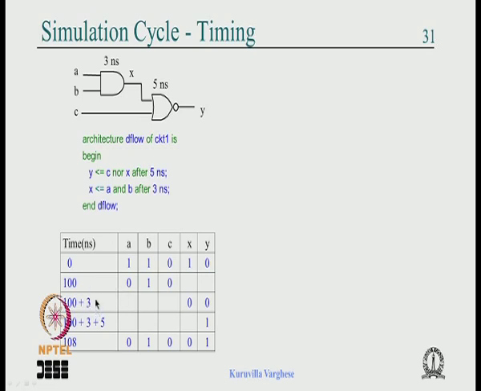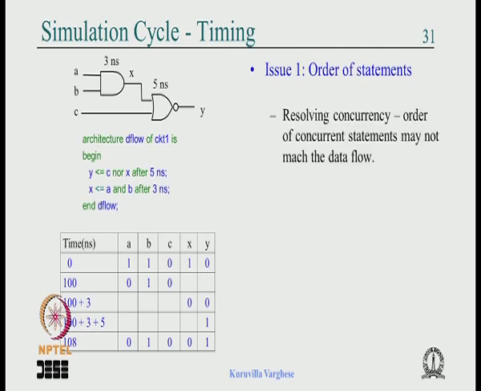to 103, and there is an event now on X that, you look at the right hand side, that will trigger a computation for Y, and that is basically 0 nor 0, which is nothing but 1. So Y will change from 0 to 1, which is assigned at 103 plus 5 nanosecond, 108 nanosecond. Since there is nothing remaining to be computed at 103, the simulation time moves to 108 nanosecond and everything is stabilized. So if you put a waveform, this comes very cleanly.